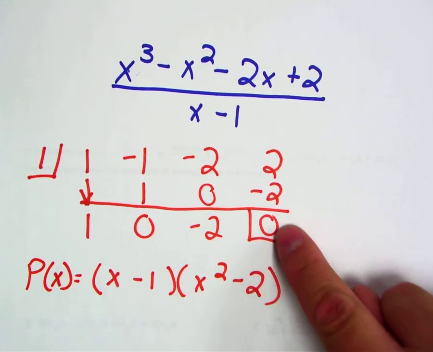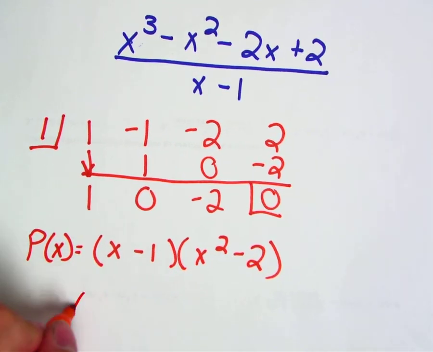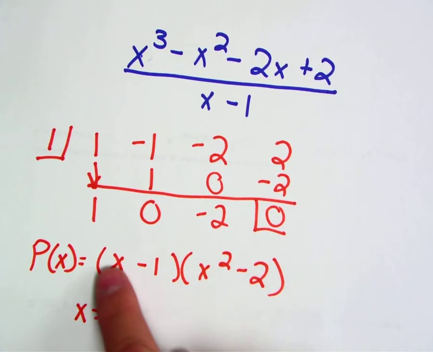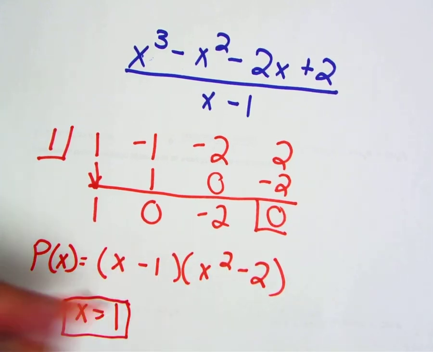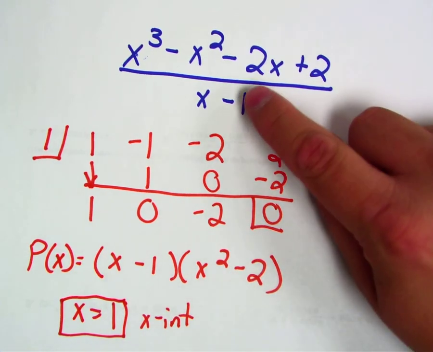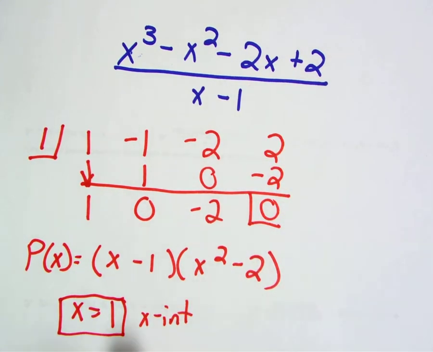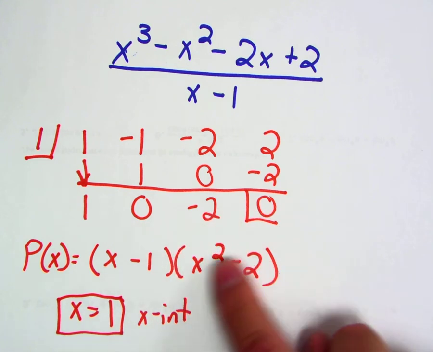My remainder is 0. And so I know right away if I plug in x equals 1 to this equation, that's going to make this factor 0. So x minus 1 is an x-intercept. x minus 1 is a factor. x equals 1 is an x-intercept. And we could keep going. We could find the x-intercepts that come from this term as well.